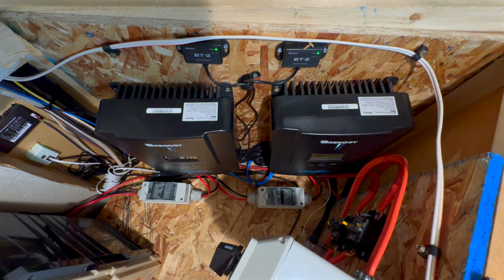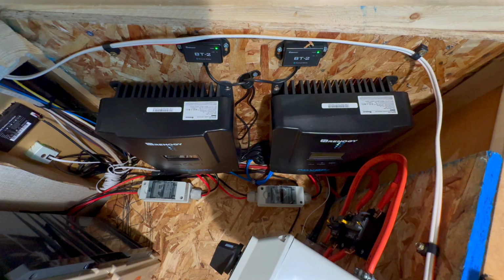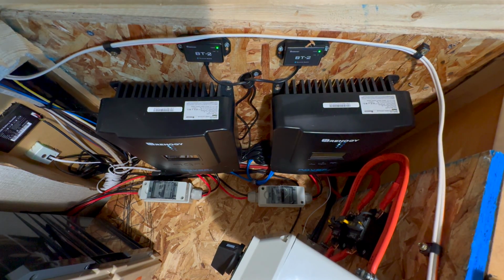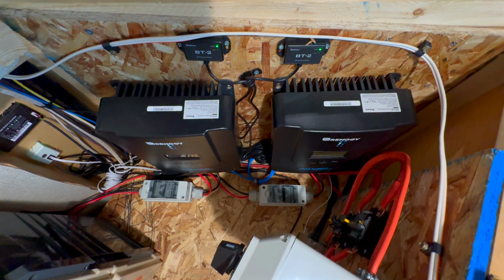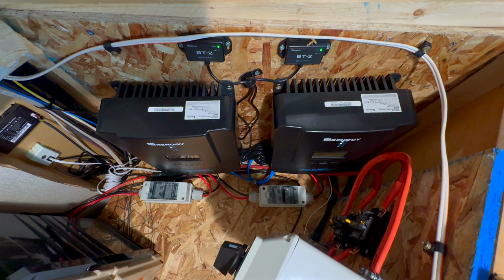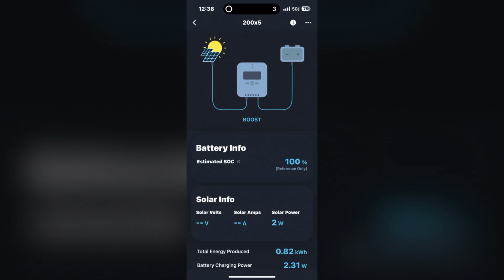So these are my charge controllers. These are some 60-amp Renogy charge controllers for each of the strings that are running in series. They all come into here. And I like the Renogy products so far. I've had quite a few. And this is Renogy software that you get to monitor the charge controllers with.